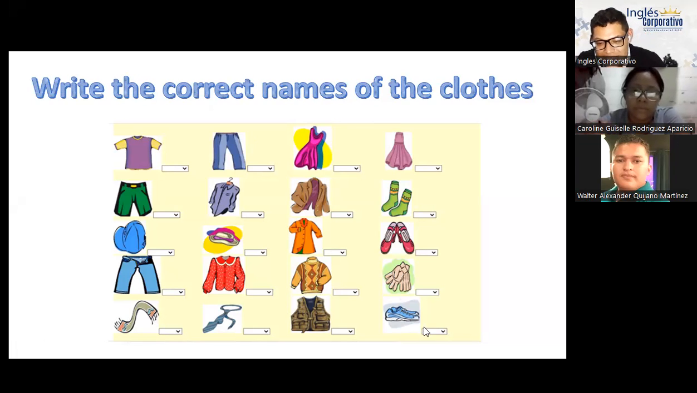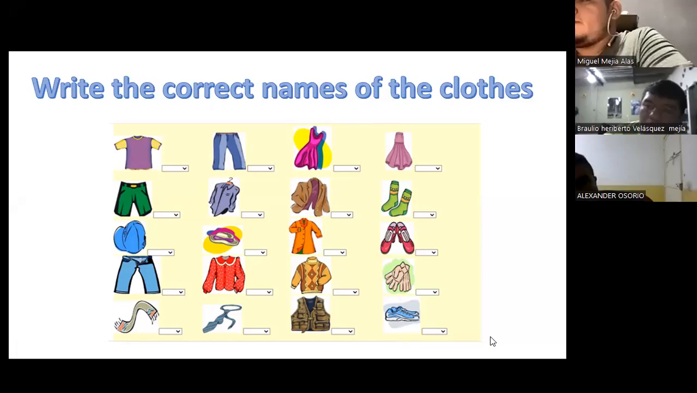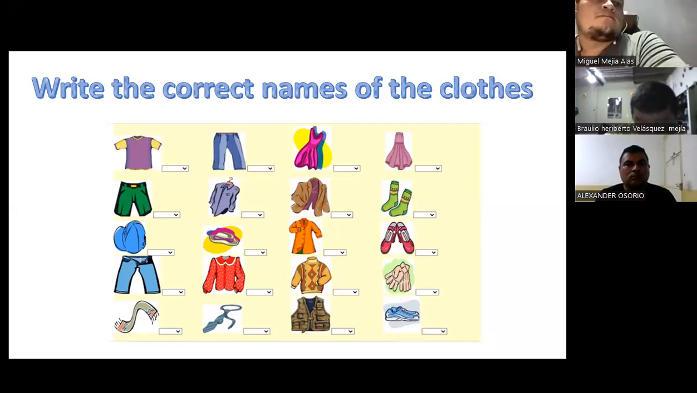Okay, veamos entonces el siguiente. The next exercise, we had to try to write the name of the following articles. Les voy a dar unos minutitos para que ustedes escriban en su cuaderno el nombre de cada uno de los artículos y luego lo vamos a ir compartiendo.